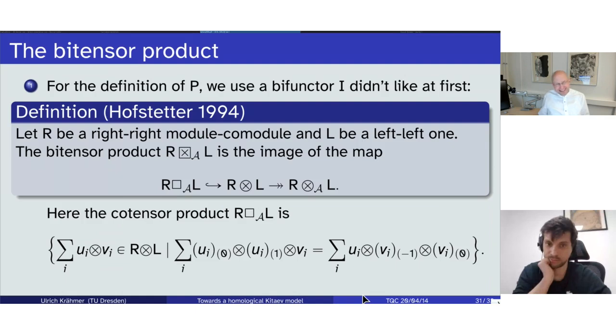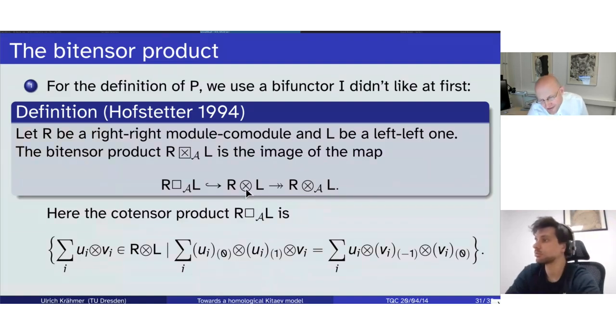And I admit at first, this thing looked horrible to me. So what's going on here is, give me a Hopf algebra A, or a bi-algebra is enough. Give me a right module and right co-module R. Give me a left module and left co-module L. Then I can do the tensor product of R with L just as vector spaces. I can, of course, also take the tensor product of R and L as modules. So I can tensor over A.